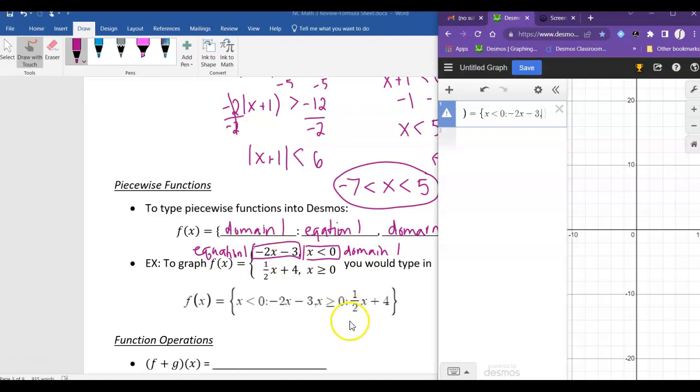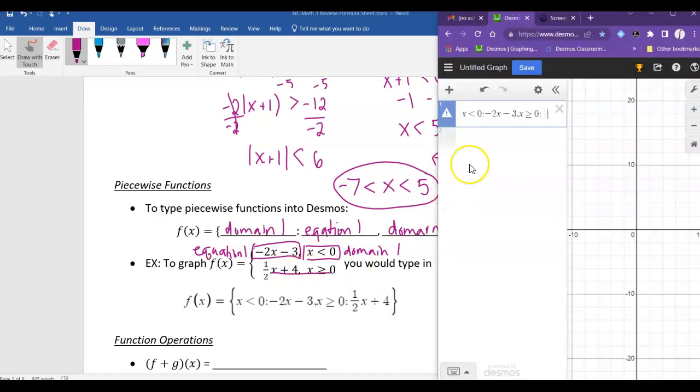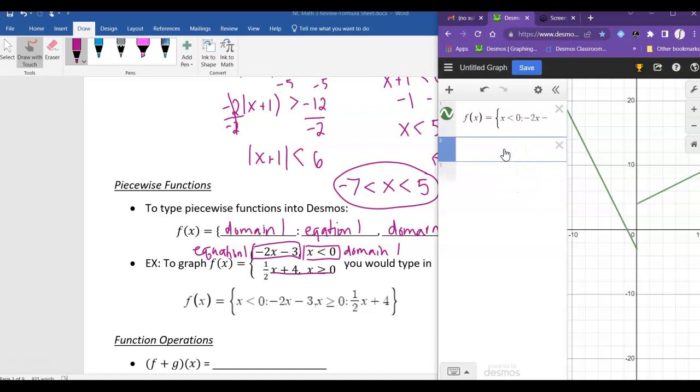And then we'll do our second domain, which is x is greater than or equal to 0, colon, and then our equation 2, which is going to be, let's see, 1/2 x plus 4. And what it'll do for us here is it will graph the piecewise function. Just remember, it does not give you the open or closed circles on the end, but it'll give you a general picture of what this looks like. And if I need to find f of 3, I can just type in f of 3, and it'll give it to me. Or if I need to find f of -2, it will give me the answer there as well. So it can be very helpful to be able to type those in.